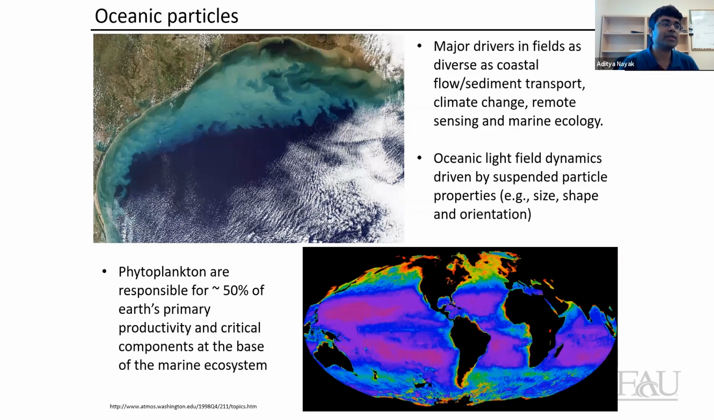Also, the presence or absence of particles changes how light propagates through the ocean. So what is present in the water is very important to optical oceanographers and people who are interested in remote sensing. And finally, a lot of the stuff that we're talking about is phytoplankton, which is the base of most marine food webs, and so that's very critical to marine ecology, right? And we'll talk a little bit more about phytoplankton.